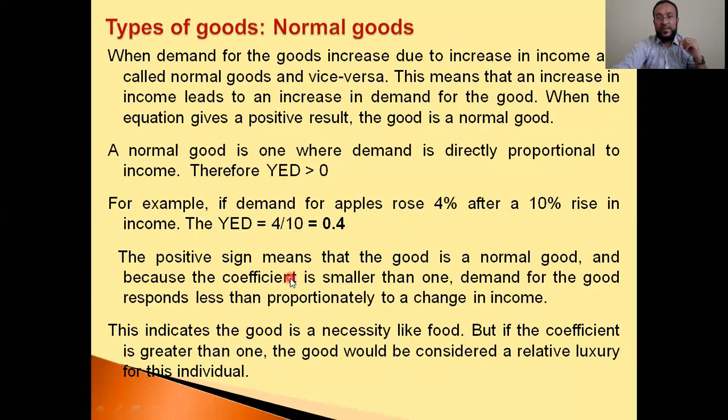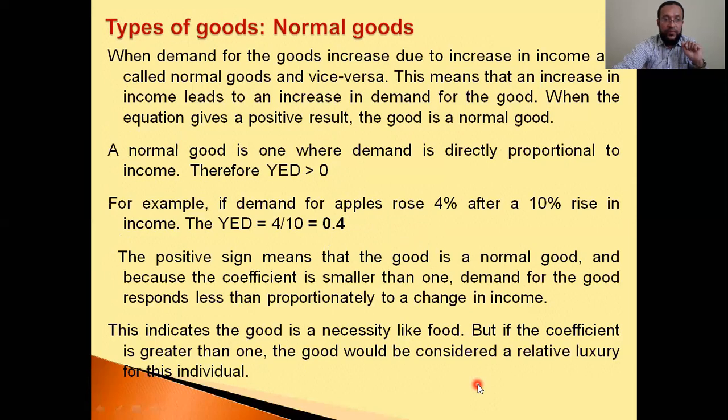The positive sign means that the good is a normal good, and because the coefficient is smaller than 1, demand for the good responds less than proportionately to a change in income. So in this case, apple is a normal good, but it has inelastic demand, inelastic IED. Why? The value of elasticity is less than 1. So in this case, apple has inelastic demand, but it is a normal good. It is a normal good because the value is positive. It is inelastic because the value is less than 1. This indicates the good is a necessity, like food.